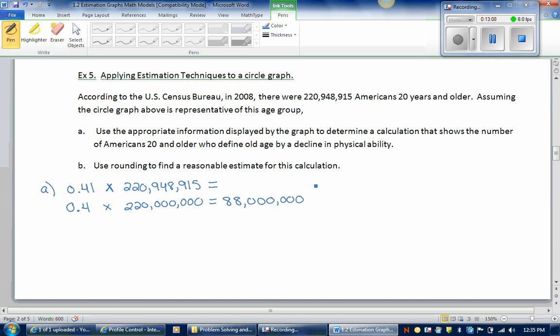So that's the estimation. Now, obviously the estimate and the exact are going to be a bit different. So this is an estimation, which means I really should not be using an equal sign because we have estimated. I should be using an approximately equal sign, okay? All right, so use rounding to find a reasonable estimate for this calculation, which I just did. Which is pretty simple.